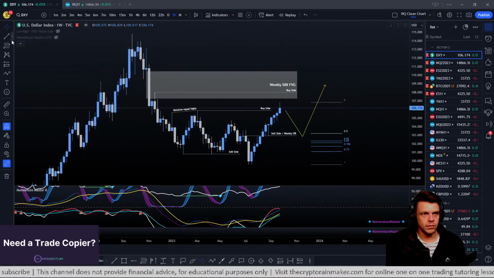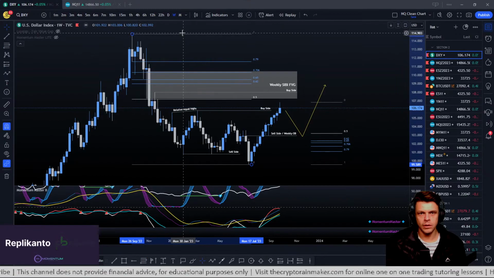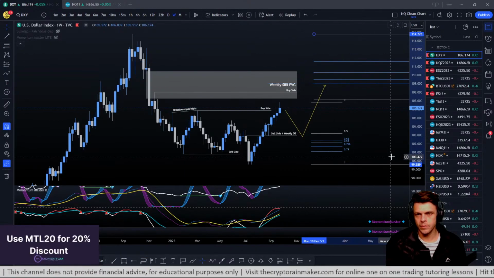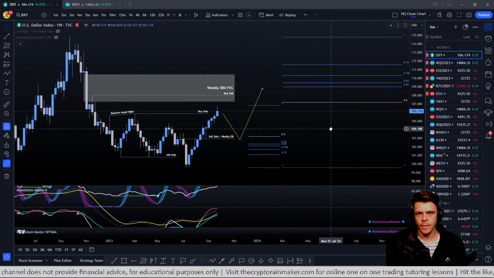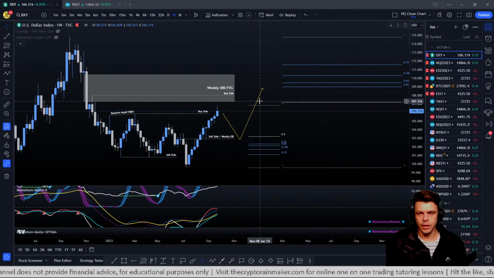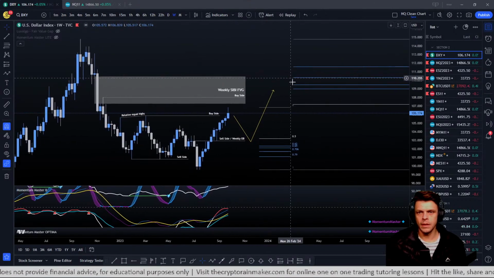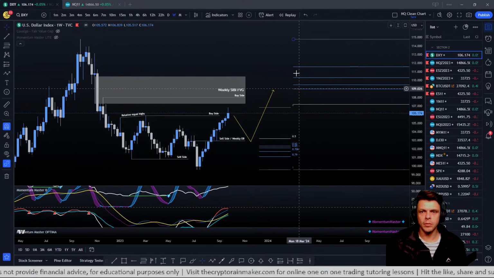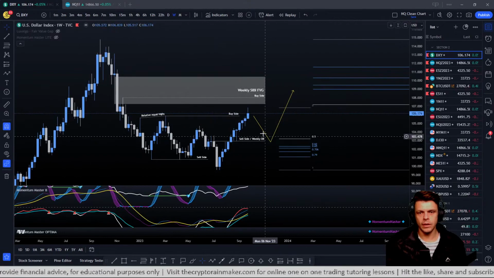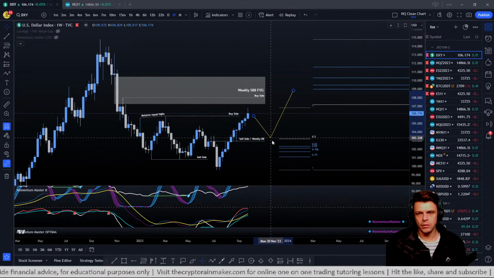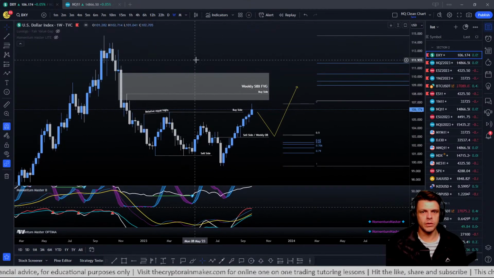Let's get that Fibonacci for the impulse leg to the downside. So we have the equilibrium almost in alignment with the start of the fair value gap. And then we have the Fibonacci golden pocket and the 0.706 inside of the fair value gap. So I think we definitely come back just towards the discount area and then they push it back into the fair value gap to reprice this imbalance.